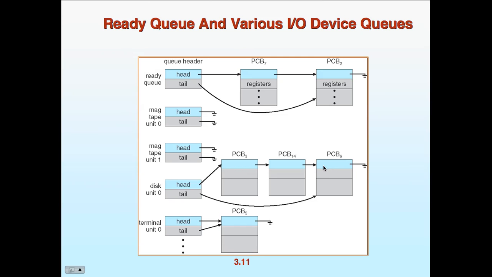Here's an example. The terminal only has one, but for the disk, maybe we have many different disks. Maybe there's 5 or 6 different disks. Maybe this is all for disk 0. Who knows?